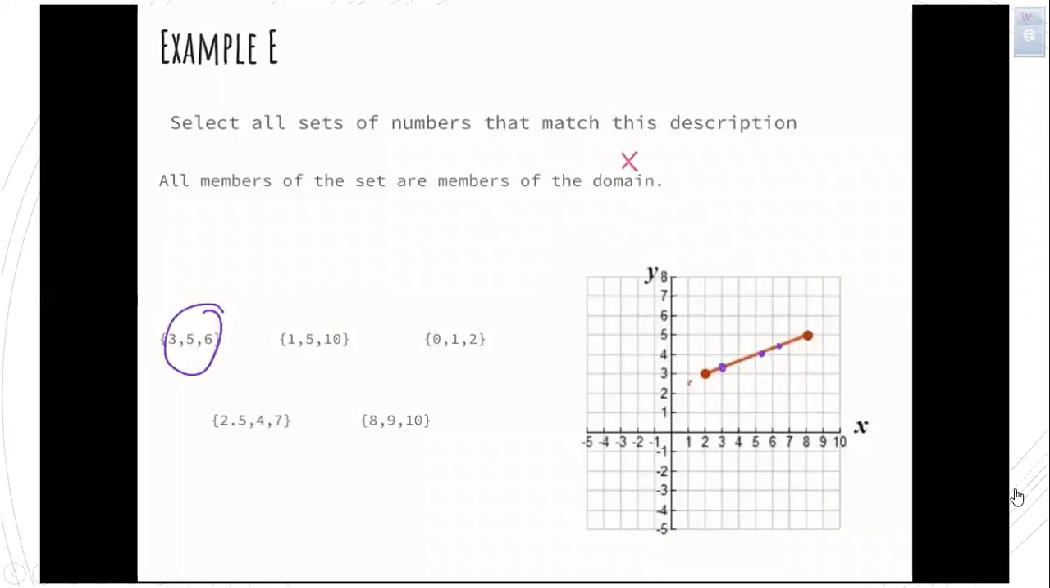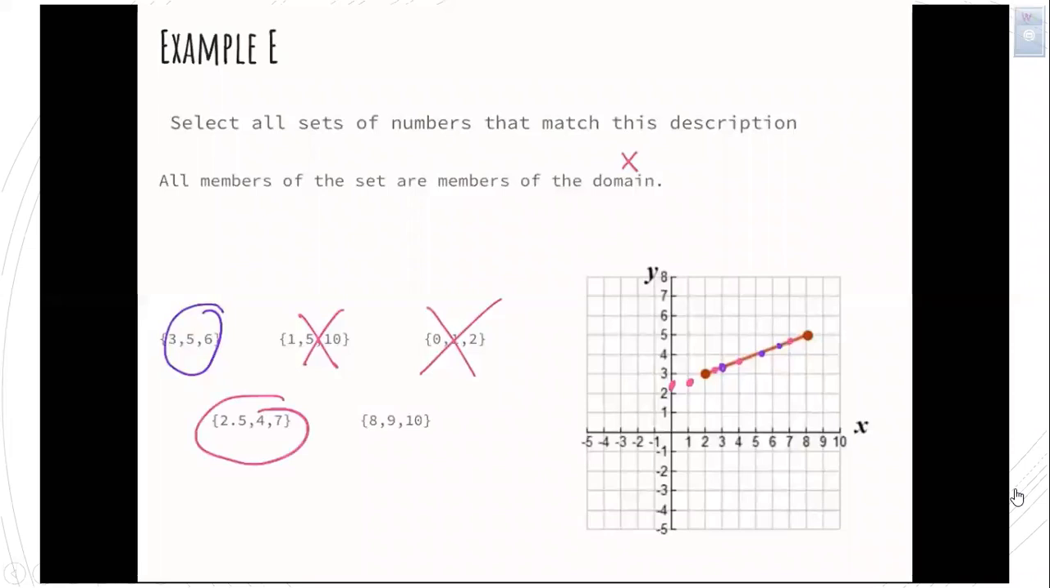So 1 is not on the line, and any other one doesn't really matter because we know one of them is not on the line. Same thing for the next one. I've got a point at 0, but that's not on the line, so that's not going to be a right answer. 2.5 does have a point on the line. 4 does have a point on the line, and 7 does have a point on the line, so that's going to be a correct answer.